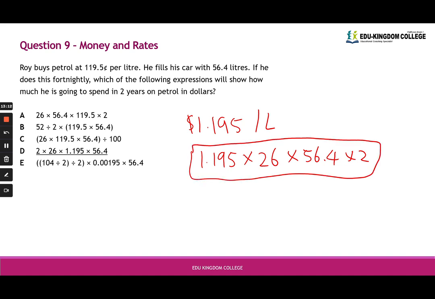And the answer here out of all those options that looks the most like this is going to be D. It's just going to be 2 years times the 26 fortnights times the dollars, the amount it costs per liter, times by how many liters Roy is getting every single time he goes. And so the answer to this question will be D.